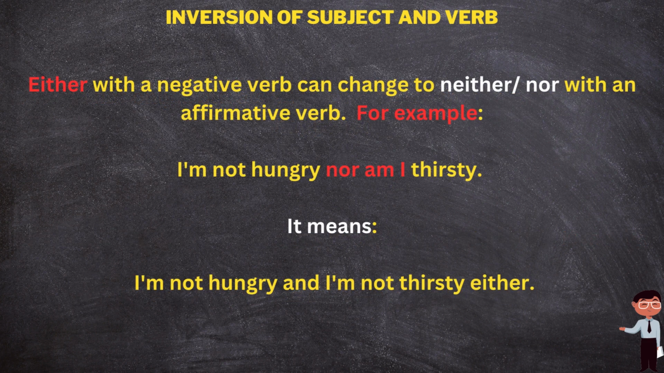Either with a negative verb can change to neither nor with an affirmative verb. For example, I'm not hungry nor am I thirsty. It means I'm not hungry and I'm not thirsty either.